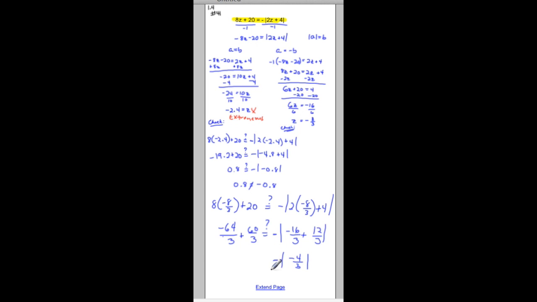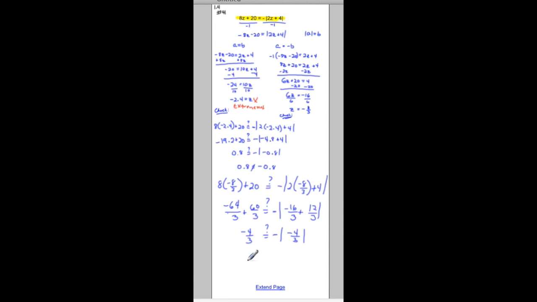We're going to take the negative of whatever that is. And on the other side, we've got negative 4/3. So here we end up with negative 4/3 is actually equal to positive 4/3, take the negative of it, so that's negative 4/3. So there is one solution here. This right here, negative 8/3, is a solution. Negative 2.4 is extraneous. So that's an example where one of them could be extraneous and the other one could be an actual solution. And you really don't know which is which until you go through the check.